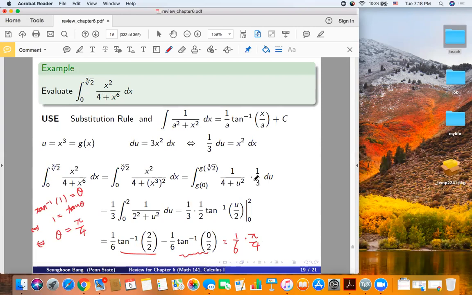What is inverse tangent of 0? It is 0. Because with the same method, 0 equals tangent theta. Which angle has tangent 0? Theta equals 0. So this is just 0. Simplify: pi over 24. This is the answer to the whole question, right? The next one.